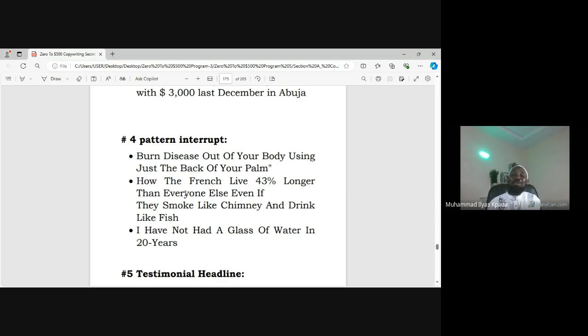If you go there now, they will say you should pay money. So in pattern interrupt, we try to disrupt the existing pattern by coming up with an angle that the people will not even know that you are about to sell. For instance, burn disease out of your body using just the back of your palm. This may sound impossible, right? But you will go ahead and justify it.